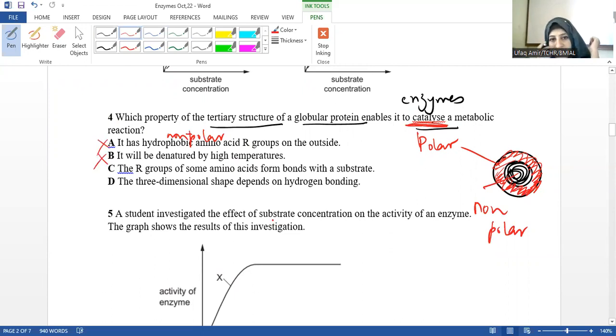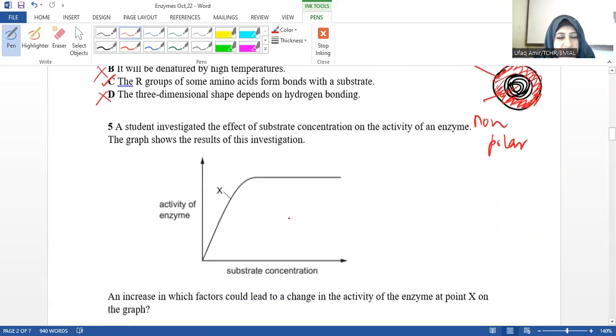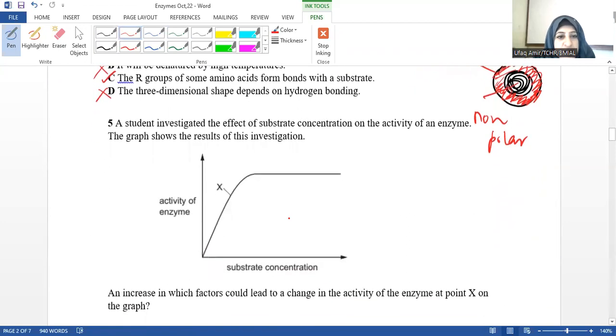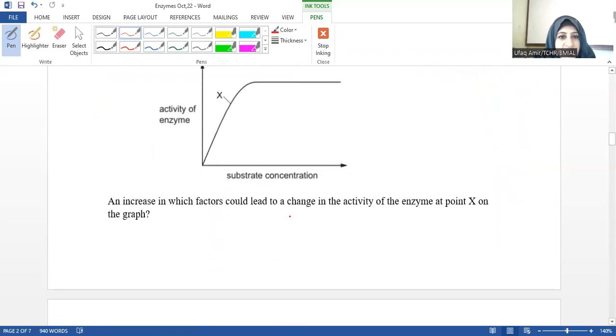R groups of some amino acids form bonds with the substrate. That is correct. From the enzyme, some of the amino acids have specific R groups which make bonds with the substrate. So these are the temporary hydrogen bonds made by the R groups of the active site with the substrate. That is correct. The three-dimensional shape depends on hydrogen bonding. No, not only hydrogen bonding, it depends on disulfide linkage. It depends on other properties as well, the ionic as well, hydrophobic as well. So it not only depends on hydrogen bonding. So the correct option is C.